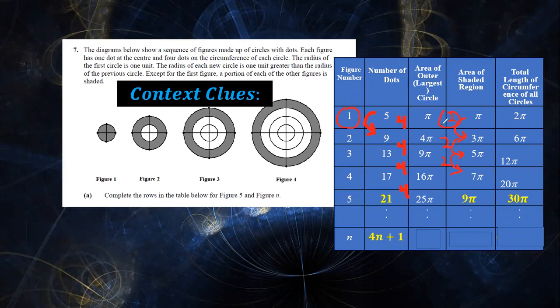Okay, so if you say 2 multiplied by 1, it's 2. It doesn't work for here. But if you say 2 by 1 is 2, and we take away 1, let's see if that works. 2 take away 1 is 1, 1 pi, it works there. What about this one? 2 by 2 is 4. 4 take away 1 is 3, 3 pi, it works there. 2 by 3 is 6, minus 1 is 5. 2 by 4 is 8, minus 1 is 7. 2 by 5 is 10, minus 1 is 9.